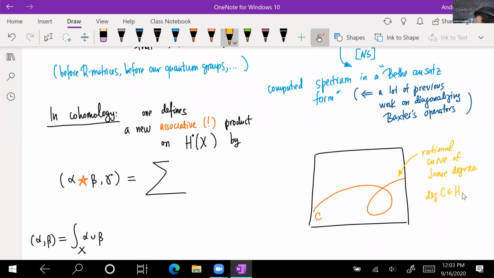This is an element in H_2 of X, Z. And then this curve will have three marked points that meet my classes, the curves that meet the cycles dual to my classes, alpha check, beta check, gamma check. And then as a result of this count, I put z to that degree.